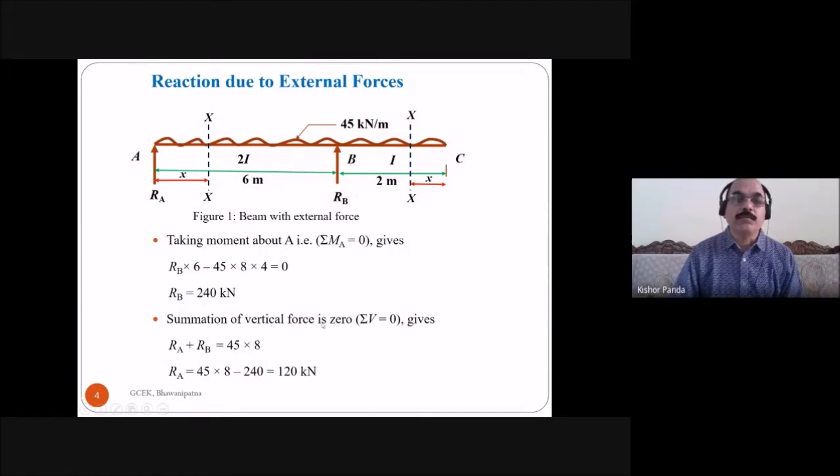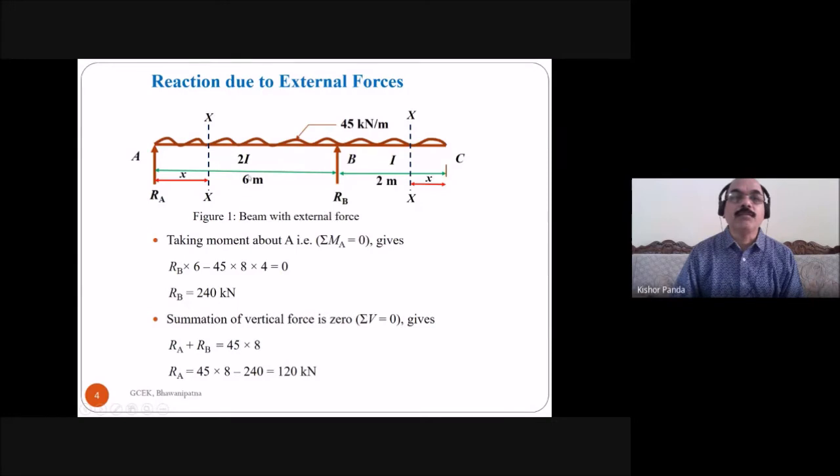Then you take the summation of vertical forces equal to 0. RA plus RB, the upward forces, is equal to the total downward force, and the downward force is only the UDL, 45 into 8. So RA plus RB is equal to 45 into 8. Then RA is equal to 45 into 8 minus 240, which is 120 kilonewton. So the reaction at A is 120 kilonewton, and the reaction at B is 240 kilonewton.